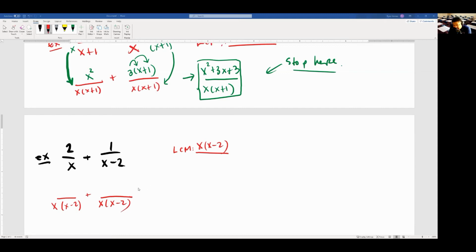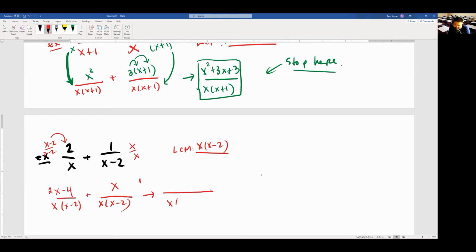Did you write X? Did you write X over X here? And X minus 2 over X minus 2 over here? If so, that's correct. X over here. And this becomes, be very careful. It's X minus 2 times 2, which you get. I hope you wrote 2X minus 4. You didn't get fooled? Okay, cool.